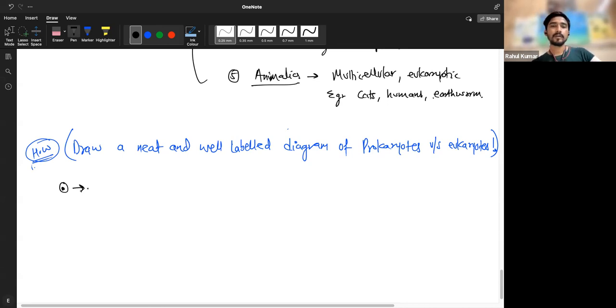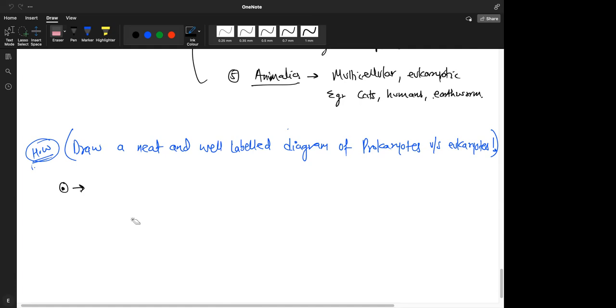Now write down, prokaryotes have non-membranous organelles, which do not have membranes. Non-membranous organelles are present in prokaryotes. For example, ribosomes. Remember I told you ribosome is present in every cell? And prokaryotes do not have any membrane-bound organelle. They do not have any membrane-bound organelle. Okay. Yes. Good.